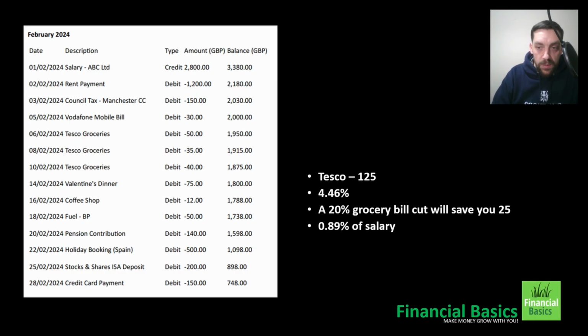So what I would be looking at with regards to rent is trying to figure out how to reduce that, or whether I need to negotiate with the landlord. To demonstrate this, I wanted to make a comparison between getting the rent down even a little bit versus trying to tackle things like groceries or the Tesco budget. The Tesco budget for this individual was only 125. So that's 4.46% of income.